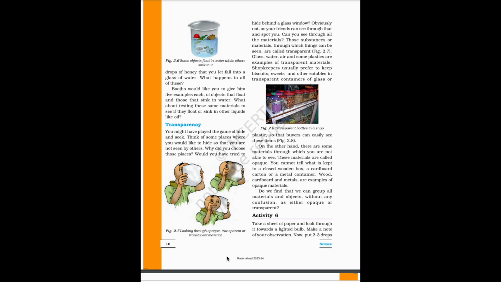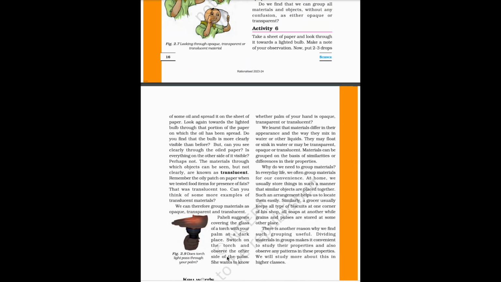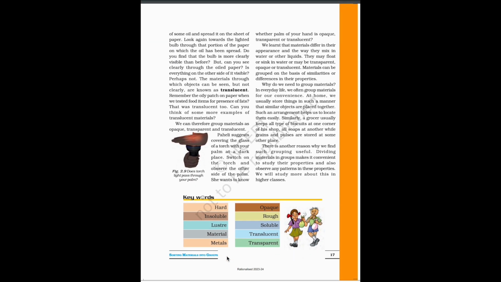Activity 6. Take a sheet of paper and look through it towards a lighted bulb. Make a note of your observation. Now, put 2 to 3 drops of some oil and spread it on the sheet of paper. Look again towards the lighted bulb through that portion of the paper on which the oil has been spread. Do you find that the bulb is more clearly visible than before? But can you see clearly through the oiled paper? Is everything on the other side of it visible?